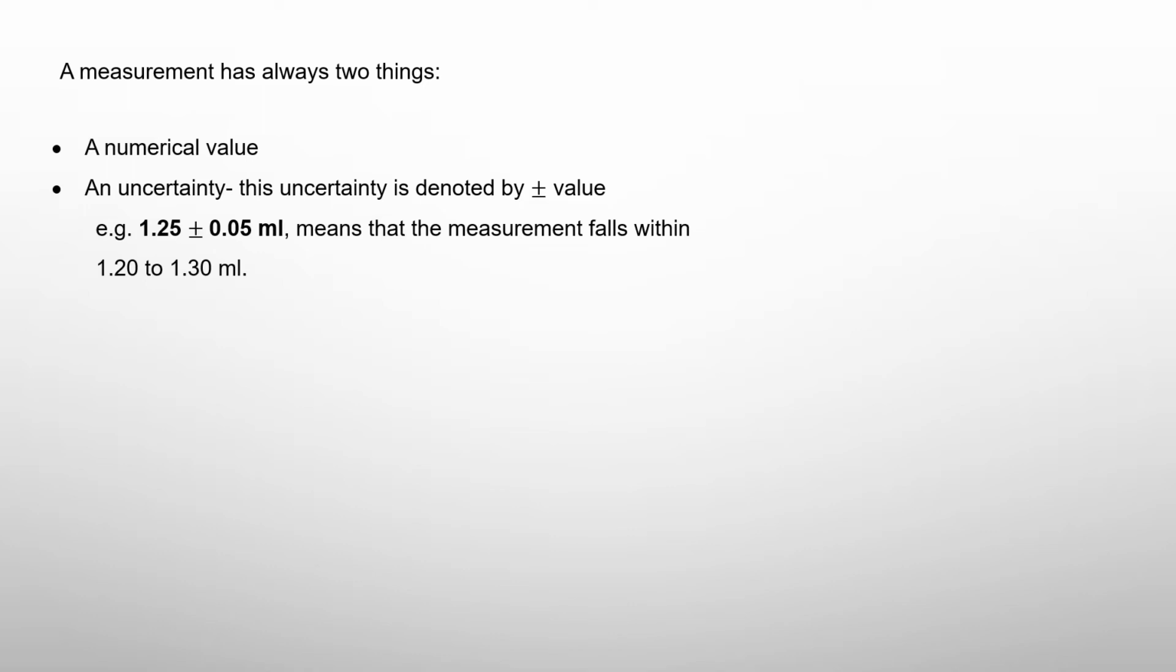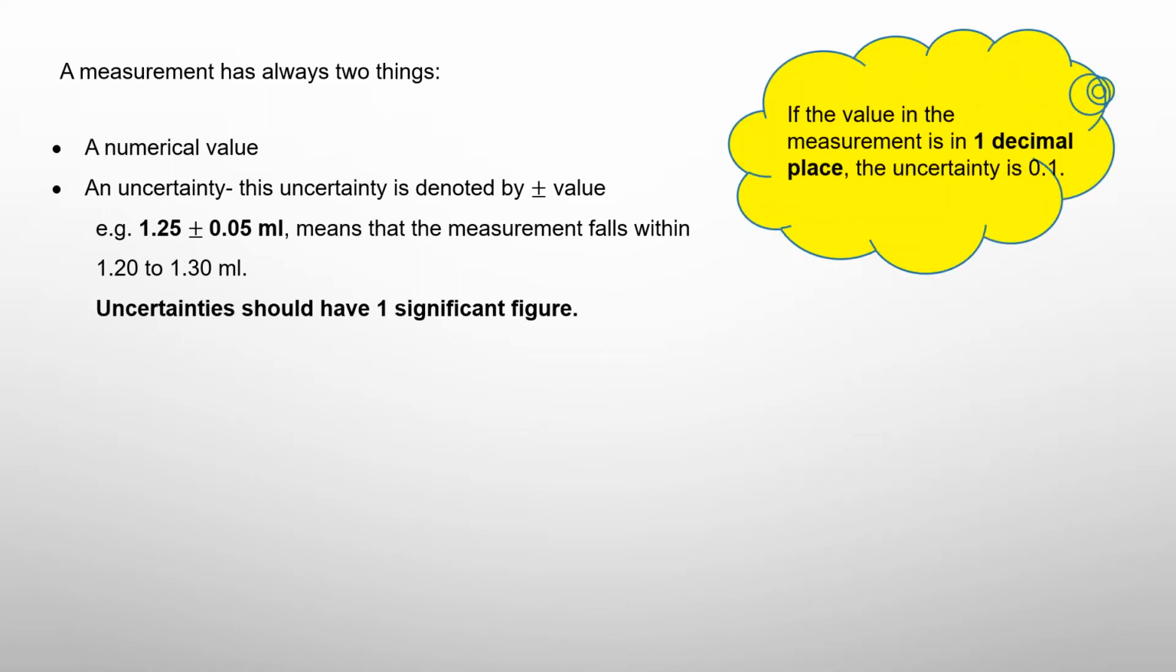So a 1.2 to 1.3 milliliter range is very far. It's a very wide range. And usually we use a very narrow range whenever we are writing uncertainty. Also, uncertainty should always contain one significant figure. So if the value that is measured contains one decimal place, then our uncertainty should also have one decimal place, and it will be 0.1.